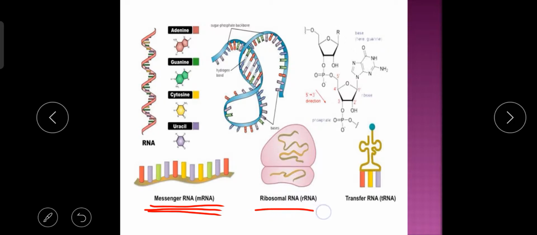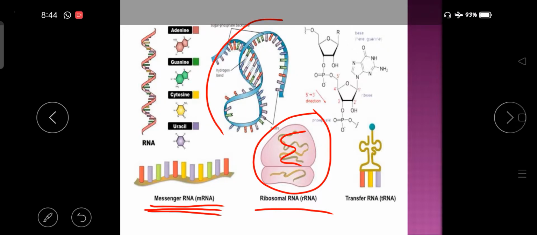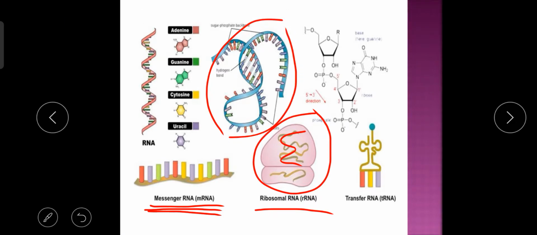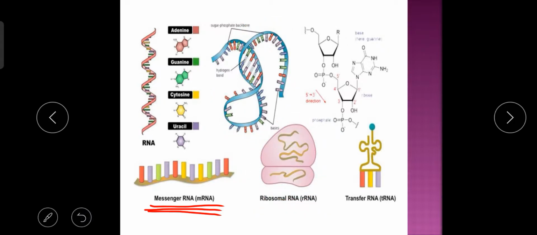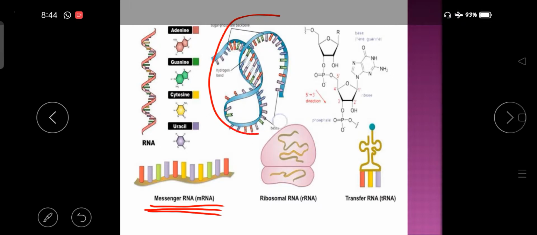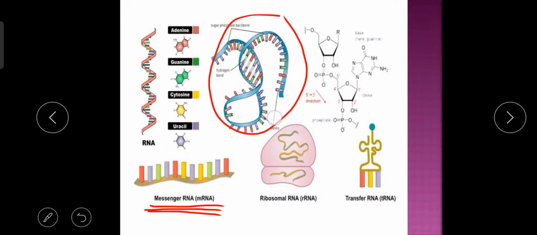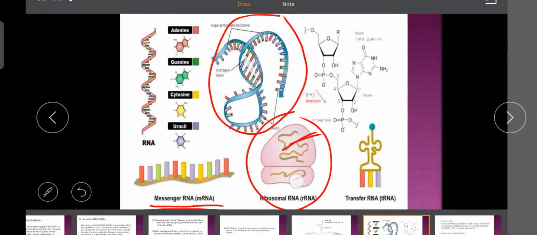Next one is the ribosomal RNA, whereas this is the structure of ribosome. Remember, this is the structure of ribosome, and inside it all these are the ribosomal RNA. This one is the ribosomal RNA, and this is the structure of ribosome, whereas this is the larger subunit, this is the smaller subunit. Okay, this is the ribosomal RNA inside this ribosome, and ribosome has one larger subunit and one smaller subunit.